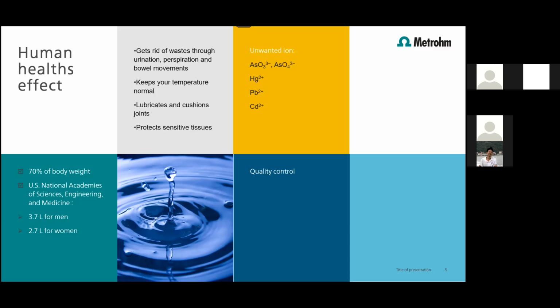But human activity affects water quality. This will introduce unwanted ions into the water, for example arsenic ions, mercury ions, lead ions, and cadmium ions. These have an extreme effect on human health, and there is an urgent reason to take all action to monitor water quality.